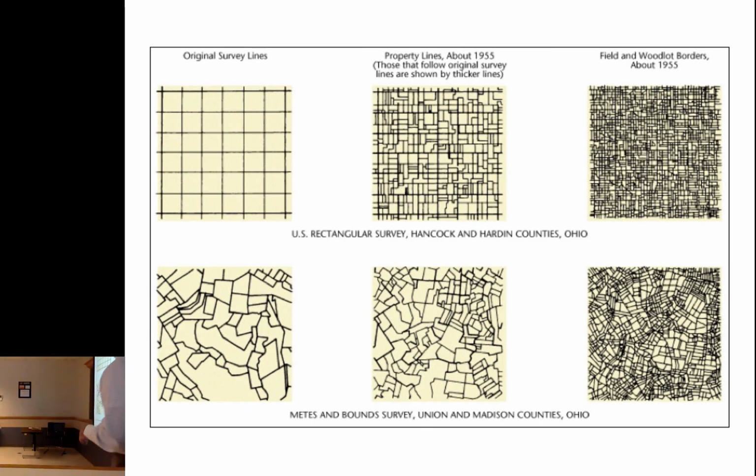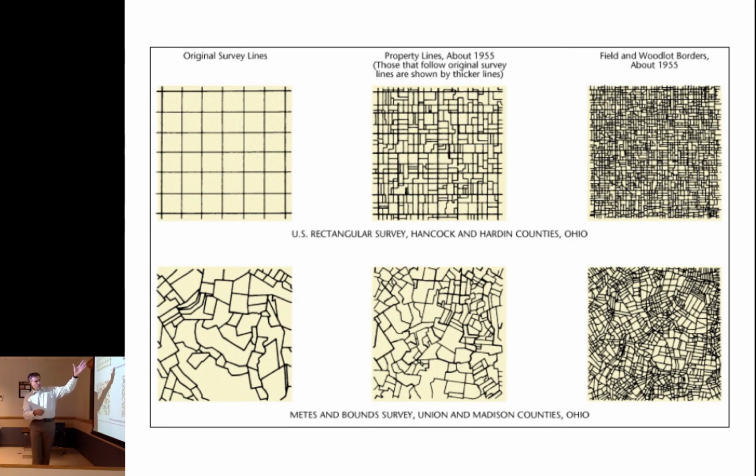Okay, so here you have some outlines of land survey. These are actual examples of survey lines on the left. In the middle, cadastral lines are actual property boundaries, and the one on top here is from, they're both counties in Ohio. But look at the rectilinear form of those land holdings.